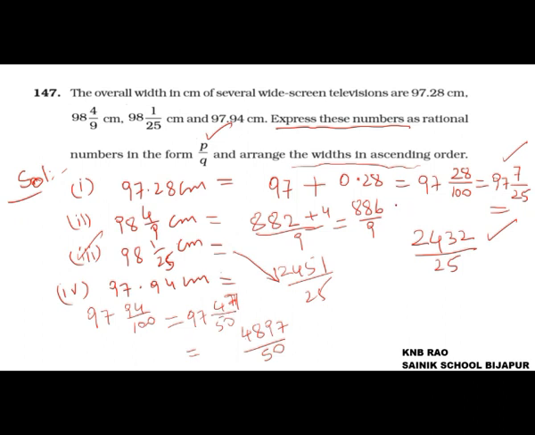Now we'll go for arranging them in ascending order. In ascending order, we have to write smaller to bigger. So amongst these, it is now easy to compare when they are in mixed form only.